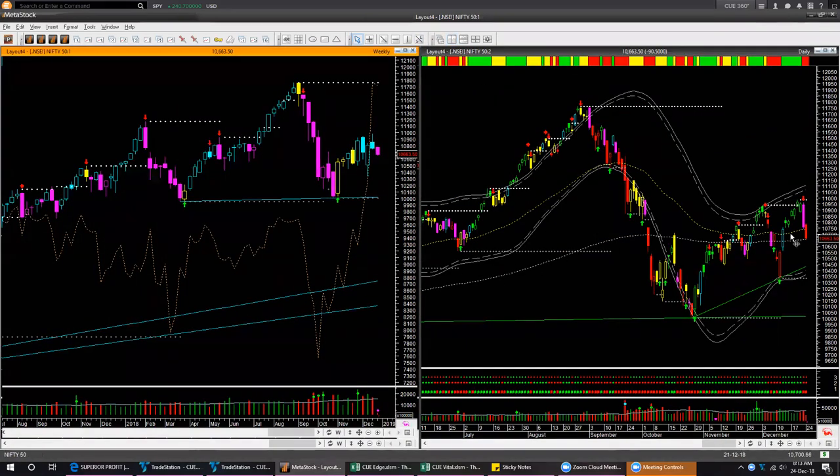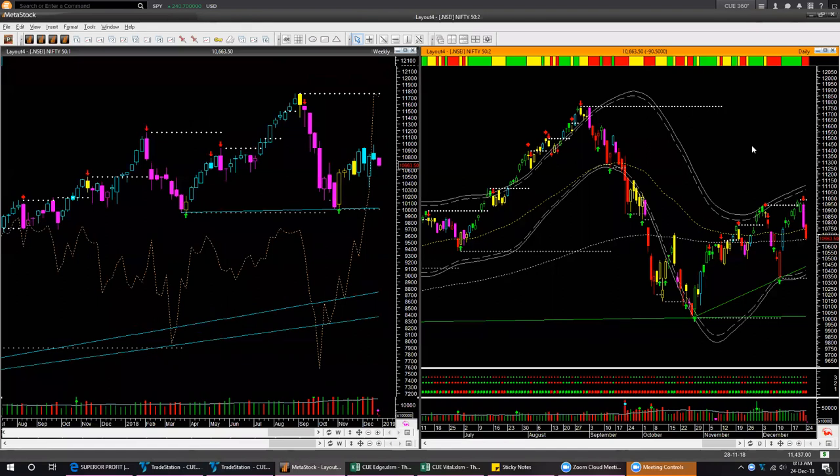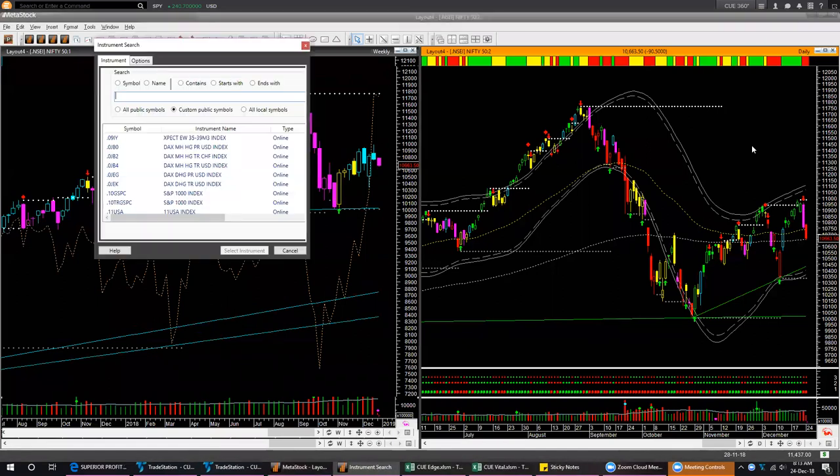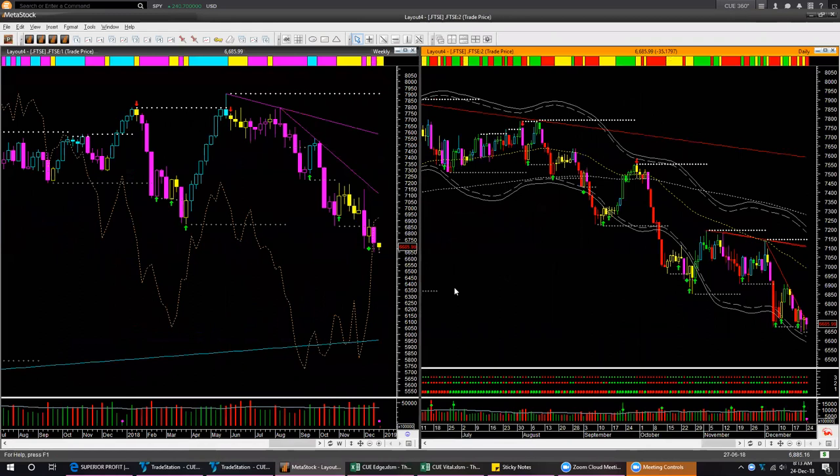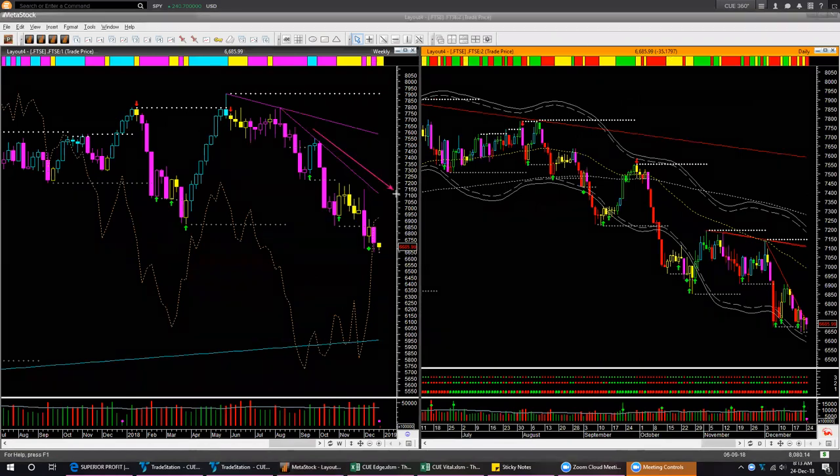The Nifty index of India was bullish, but now it is starting to turn down. The last global index that we would study is the FTSE, the UK index. In the weekly chart, it is in a downtrend. In the daily also, it is in a downtrend.